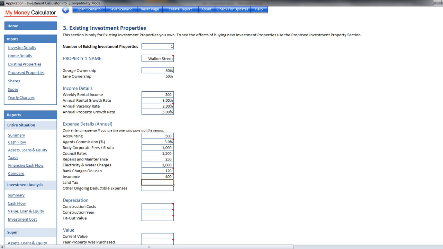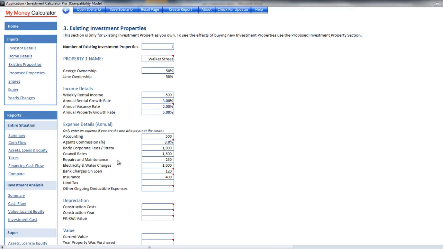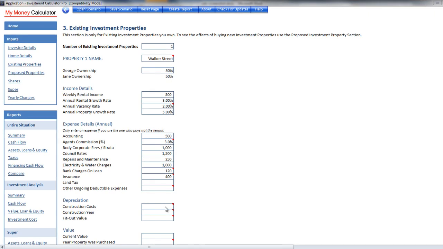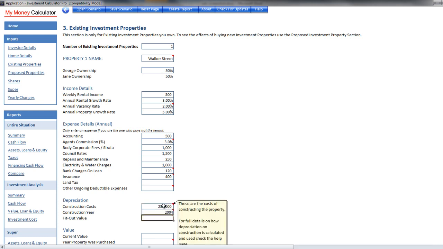We won't run through land tax in detail here, but as mentioned, we run through all these fields in detail on our site. Let's just assume no land tax is payable on this property. Moving to depreciation, deductions for depreciation are calculated automatically each year. Let's enter construction costs of, say, $250,000, a construction year of 2004, and a fit-out value of, say, $30,000. For more information on depreciation and how it is calculated, you can check out our depreciation guides on our site.